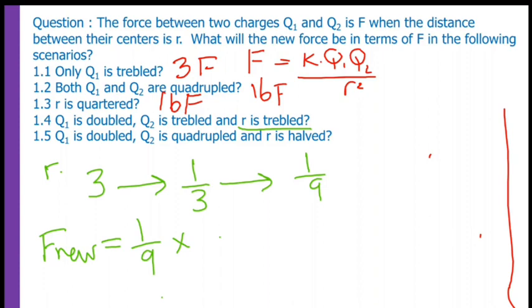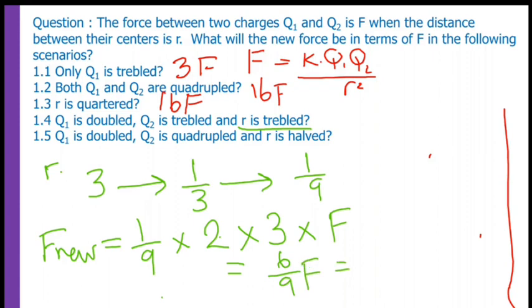Q1 is doubled. That means times 2. Q2 is trebled. That means times 3. So now the new force is going to be 2 times 3 over 9 of F. So this will give me 6 over 9 of F, which is the same as 2 over 3 of F.